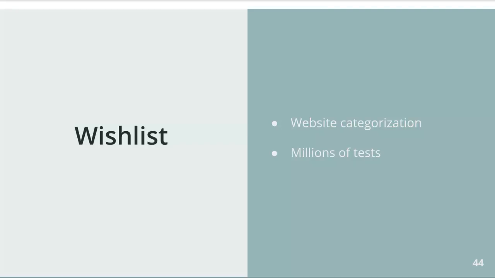We also want to scale up our operation. Right now, we're testing only 500,000 sites, but the web is huge. The long tail is very, very long, and we want to know the performance of the web as a whole, ideally. So we're trying to scale up to millions of tests. The goal for 2018 is 5 million sites on both desktop and mobile.